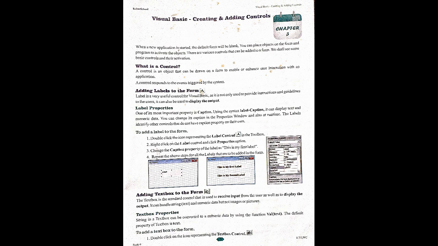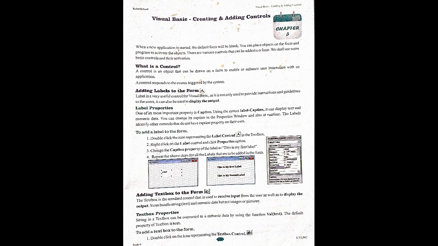Now let us know how to add label tool to your form. To add a label tool or control to your form, first one, double click the icon representing the label control capital A in the toolbox. Right click on the label control and click property option. Change the caption property as you like. For example, this is my first label that you can see on the screen.